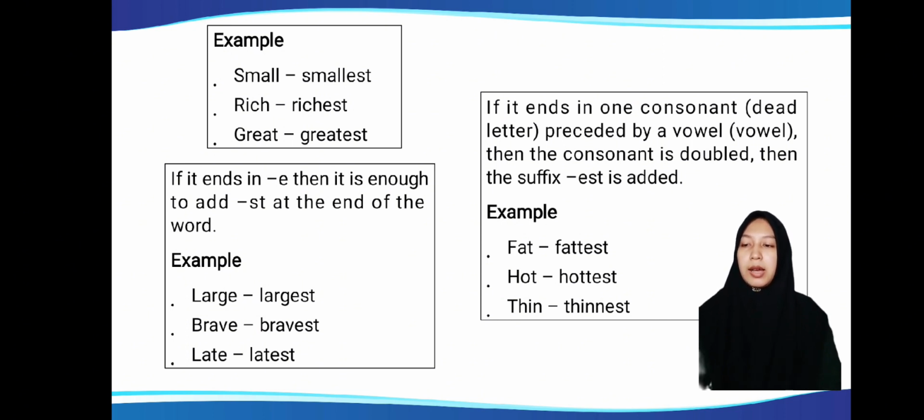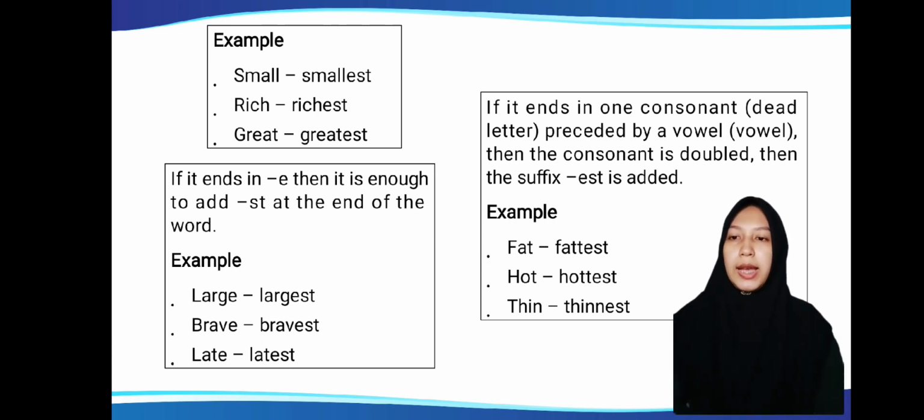Example: large, largest, brave, bravest, late, latest. If the word ends in one consonant preceded by a vowel, then the consonant is doubled. Then the suffix "est" is added. Example: fat, fattest, hot, hottest, thin, thinnest.